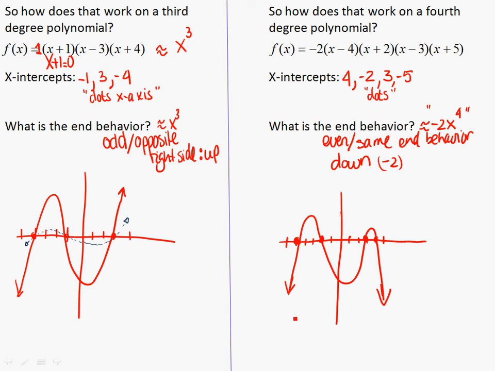Anybody have questions on this? You want me to erase it? Yeah. So for the vertical on the top and the bottom, you can draw whatever you want, pretty much.